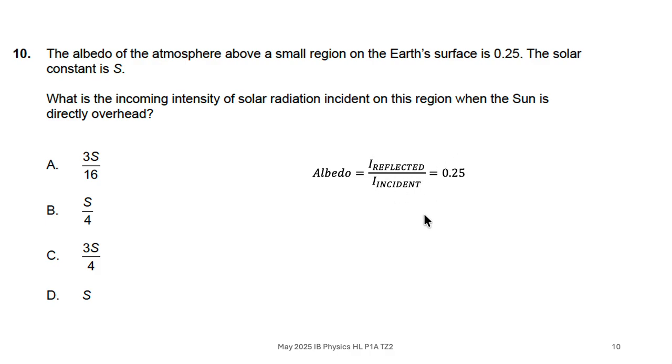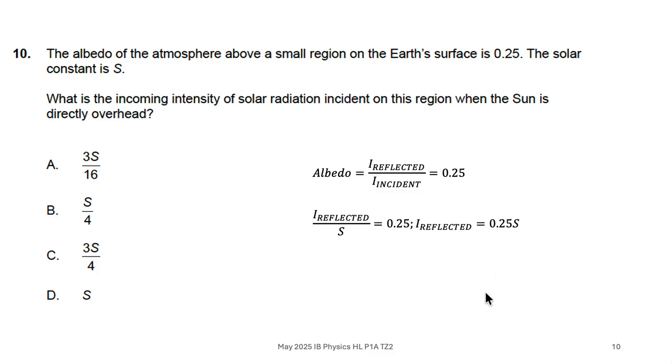Okay, now I think here is where we need to be careful about what is incident and what is incoming. And I really don't like that term incoming because I think it confuses students. Let's look at it. The incident intensity here is going to be S. That is the solar constant. So what we know is that the reflected intensity over S is 0.25. In other words, our reflected intensity is going to be 0.25 S.